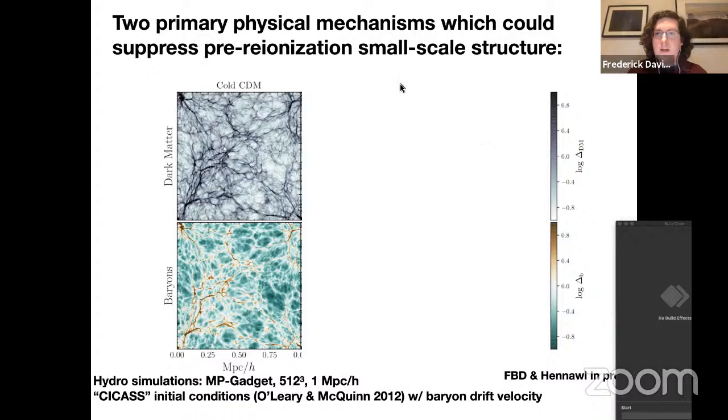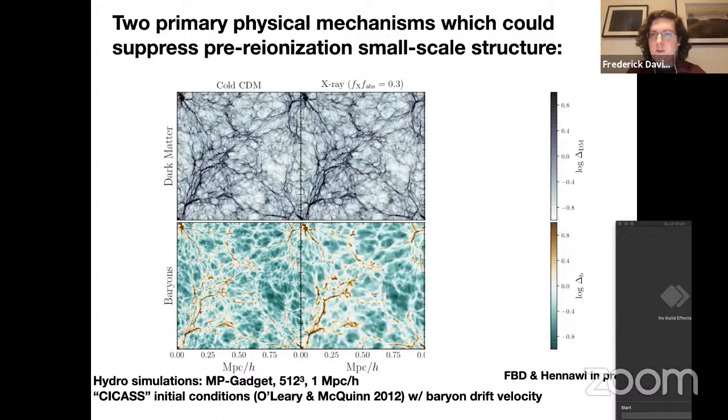So what we study in this work are two primary ways that you could suppress the small scale structure that might be in proximity zones. So one, as I mentioned before, is X-ray heating.